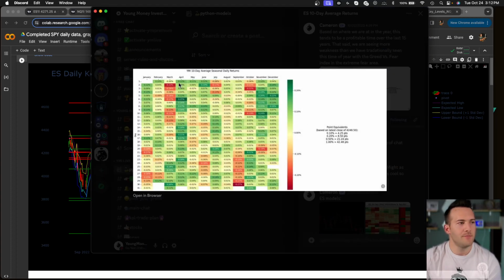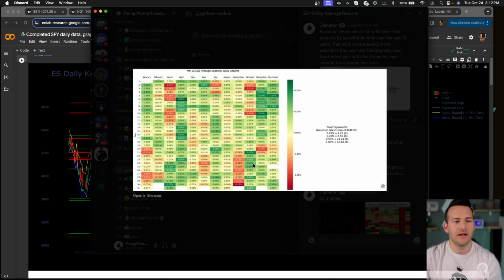Well, I created a model, which I could go over and show you the full model. But what I'm doing is I'm looking at the time of year, October. We are on October 24th. So if you go to October 24th and you average things out, this uses a rolling 10-day period. And then it does that averaged out over the last 15 years to find out what the average return for each day of the year is.